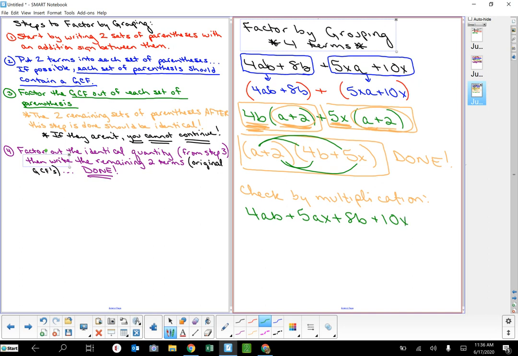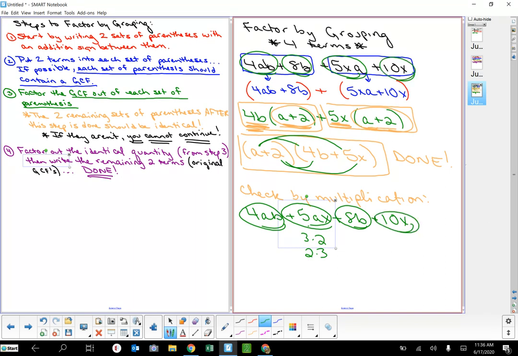And they may not be in the same order, but 4ab, 4ab, 8b, 8b, 5xa, 5ax, they're the same terms. This one's just in alphabetical order, and this isn't, but it doesn't matter if you multiply 3 times 2 or 2 times 3, right? Multiplication doesn't matter which order they're in. And then a 10x and a 10x. So those match up identically, and we're going to go from there.